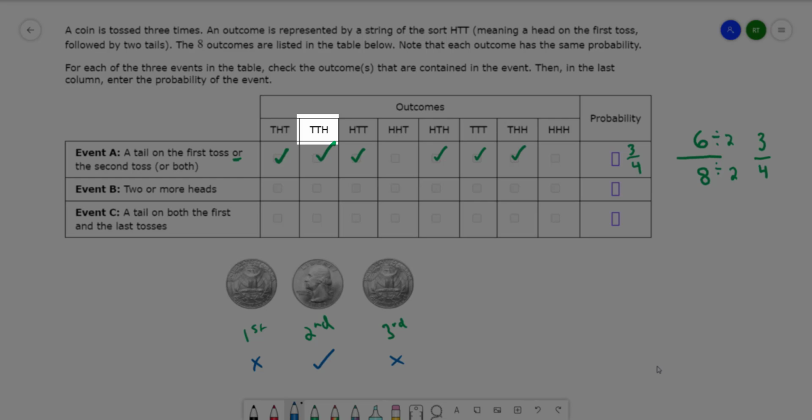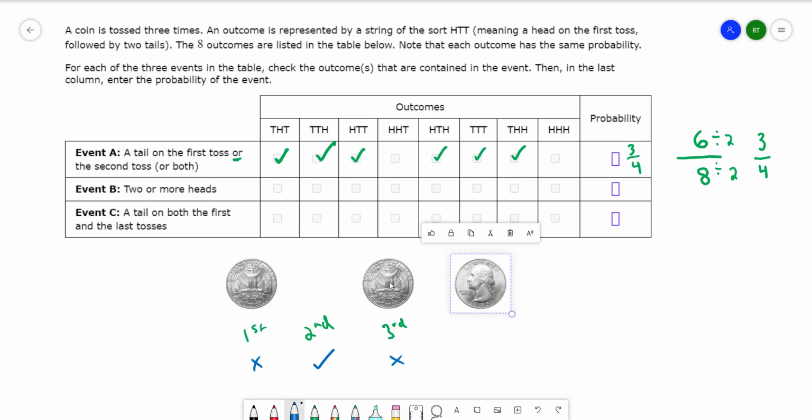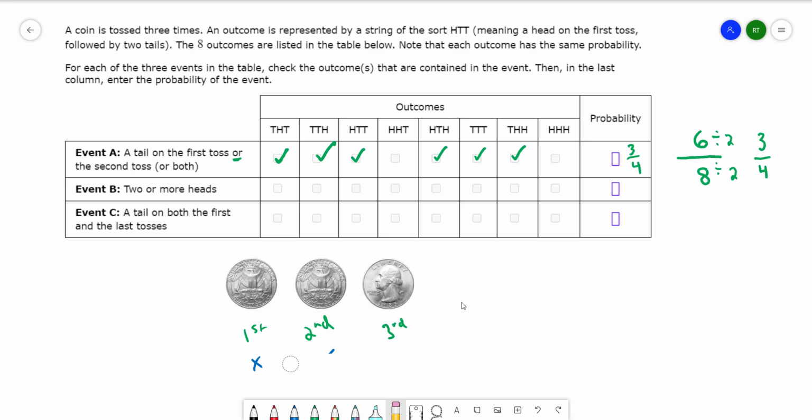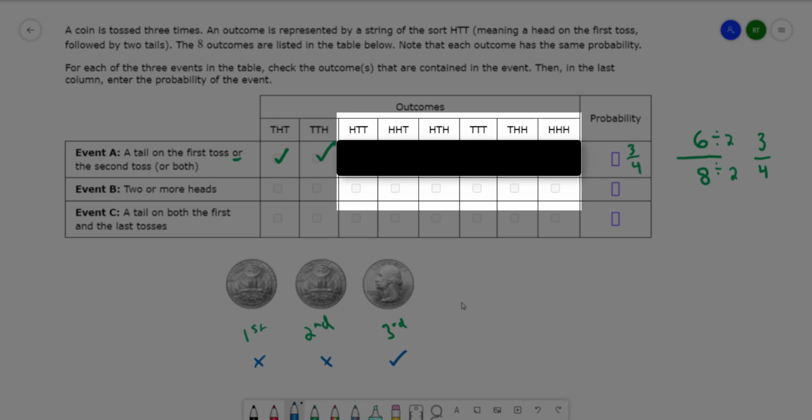The next situation we have is TTH. Remember, that means tails, tails, heads. So if I just move these around, I can see that this is the situation we're looking at now. And I look at it again. So how many times did heads come out? It only came out in the third toss. It did not come out here or here. And again, we're looking for 2 or more heads. Therefore, we don't check the second box. And then we're going to continue. So you can see that all you really have to do is look at the outcomes.